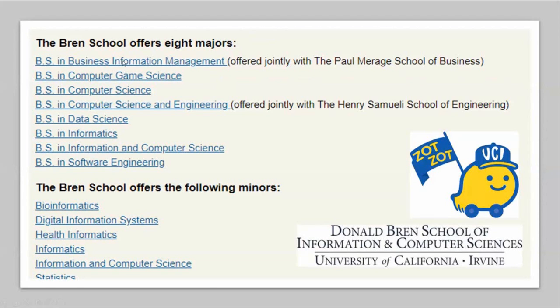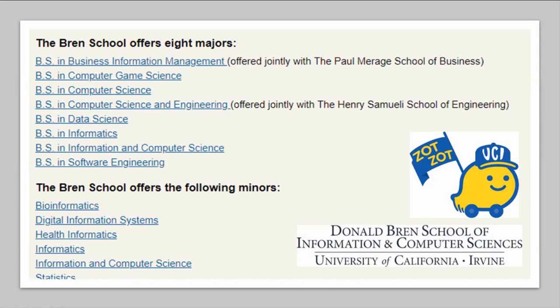And there are so many different kinds of majors in college. Here I picked the Donald Bren School of Information and Computer Sciences at University of California, Irvine. And this Bren School offers 8 majors: Business Information Management, Computer Game Science, Computer Science, Computer Science and Engineering, Data Science, Informatics, Information and Computer Science, Software Engineering, and also 6 minors: Bioinformatics, Digital Information Systems, Health Informatics, Informatics, Information and Computer Science, Statistics. There are so many different majors and minors. How can I know which one is my goal and which one actually fits me the best?